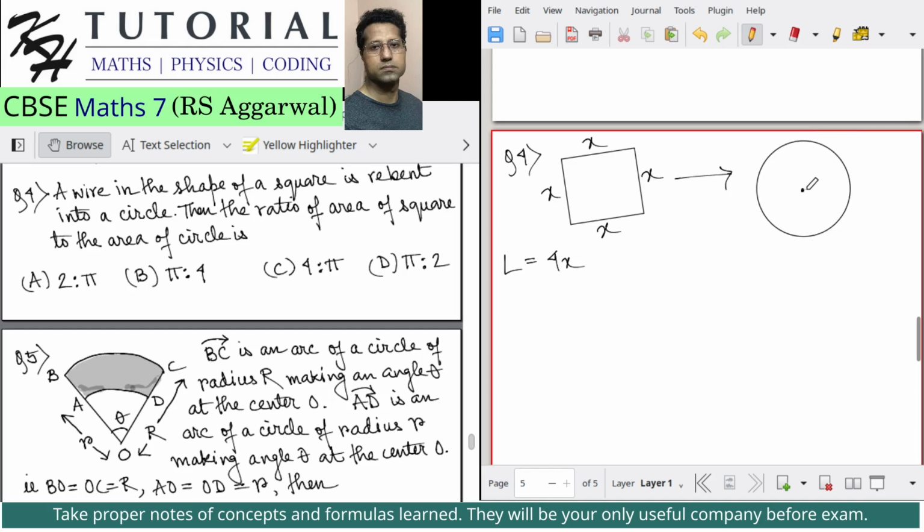Let's say this circle has a radius of small r. So we must also have capital L, because the length of the wire is fixed. Capital L should be equal to the circumference, or the perimeter, of the circle, which is 2 pi r.